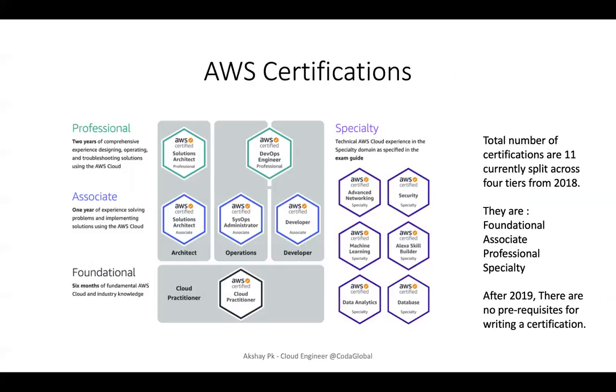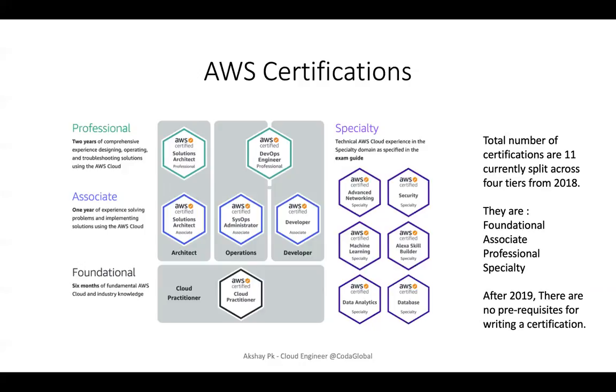And they have segregated them into different levels. You have the foundational level, where you have the cloud practitioner. You have the associate level, where you have solutions architect associate, sysops administrator associate, and developer associate. In the professional level, you have solutions architect professional and the DevOps engineer professional. On the specialty level, you have 6 right now from March 2020 onwards. So you have advanced networking specialty, security specialty, machine learning specialty, Alexa skill builder specialty, data analytics specialty, and database specialty.